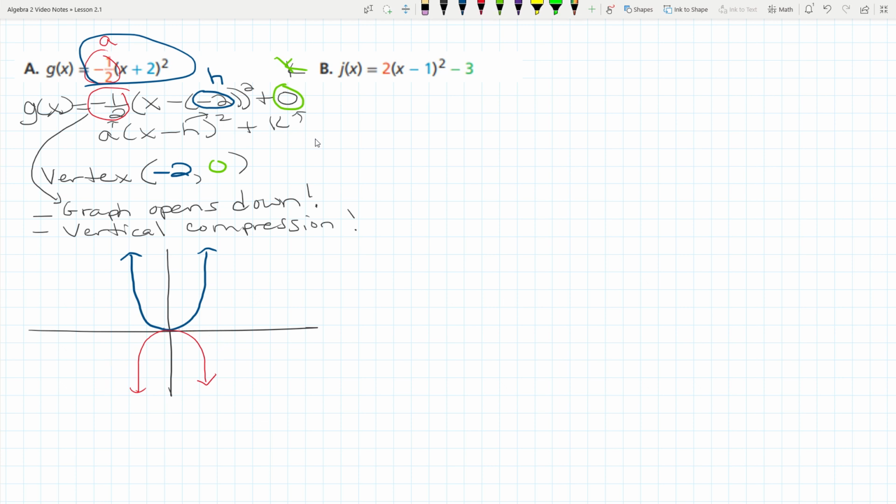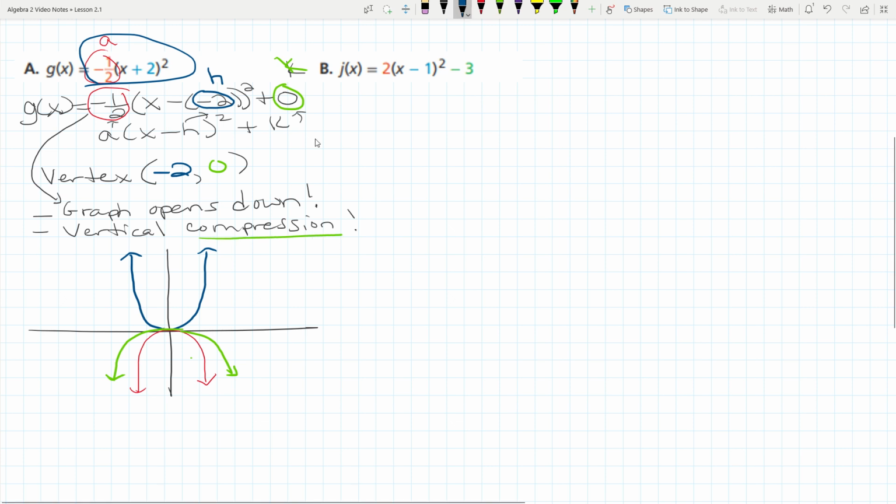Let me do this in a different color. If it's shrinking, that means it looks like this. So that's shrinking. Stretching would look like this. But since we're not stretching, we're shrinking or compressing. So that's compression.